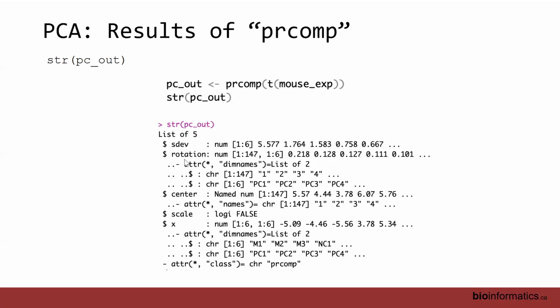And then you have the rotation, which essentially is your loading values. It's hard to read here, but we'll look at it when we're at the tutorial. Center is, I think, the mean of your variables before applying PCA. And scale is just a logical value which tells you whether scaling was applied to the data before performing PCA or not. Okay. And x is the score matrix that we were talking about.